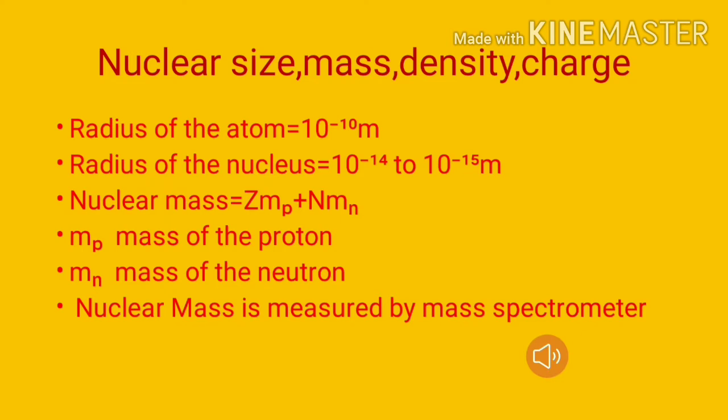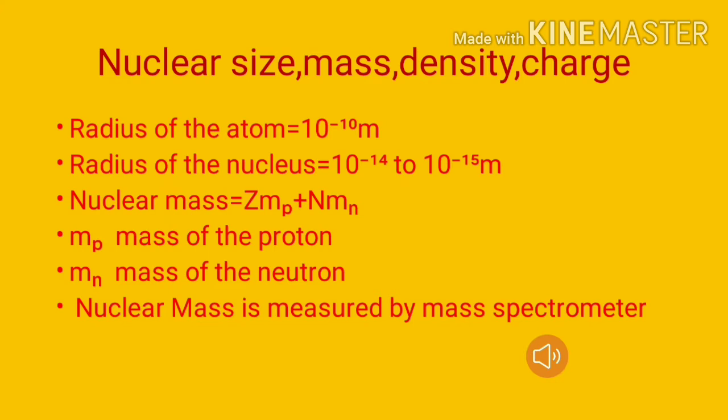We know that the size of the atom is very small, that is 10 power minus 10 meter. It will be approximately an angstrom unit. So we can't see that atom. The size of the nucleus is 1000 times less than the atom size. So its size is nearly 10 power minus 14 to minus 15 meter. So it will be very small.